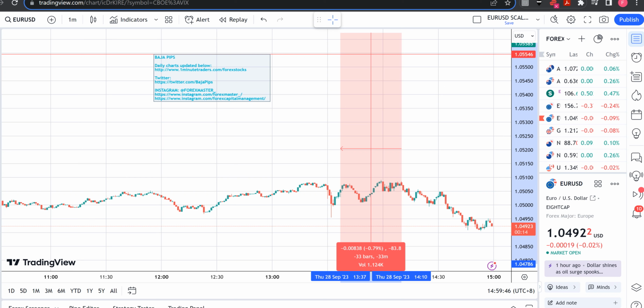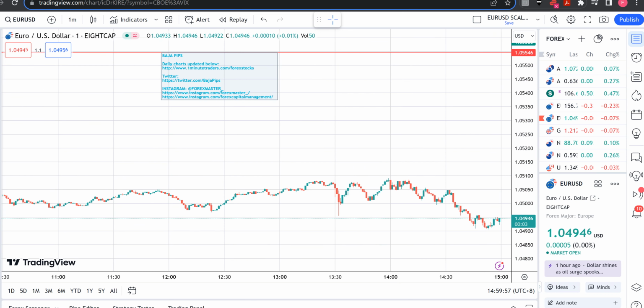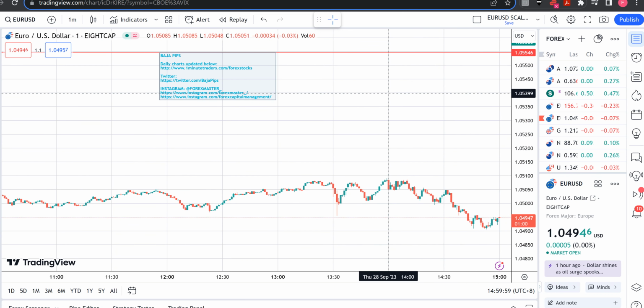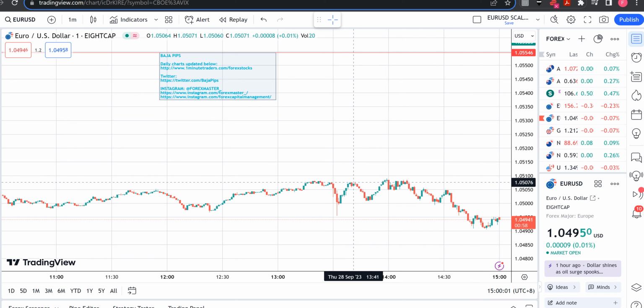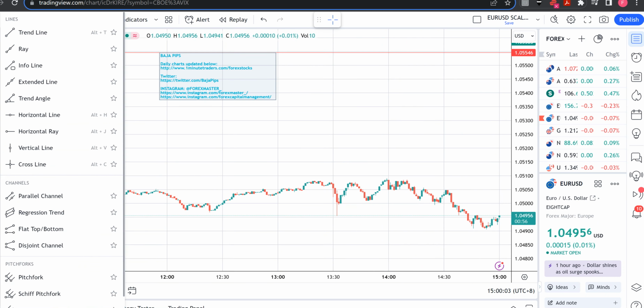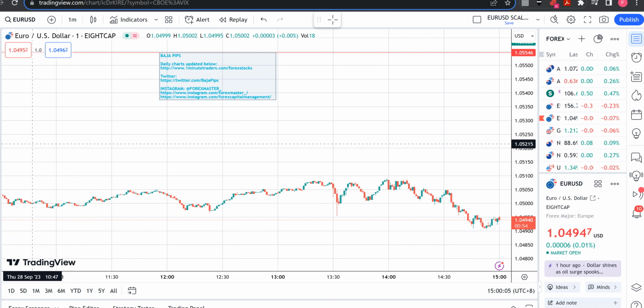Today is Thursday, September 28th, 2023, 2:59 p.m. Eastern China time. I'm going to be trading the Euro US dollar on the 1 minute chart. I want to get started by just breaking down the obvious, which is I'm going to be reading price action in real time in front of y'all.